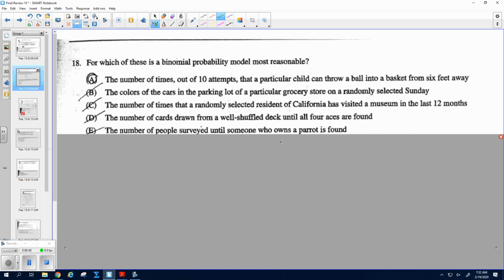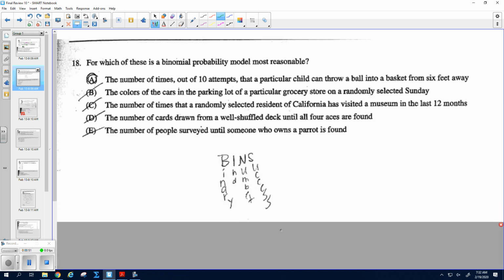Okay, number 18 is A, and you want to check BINS: binary, independent, a fixed number of successes, and the probability of success stays the same every time. So the number of times out of 10, so we have a fixed number n, a particular child can throw a ball into a basket from 6 feet away. We're assuming that if they stand 6 feet away, the probability of success is the same every time. The shots are independent of each other, and you either make it or you don't make it.